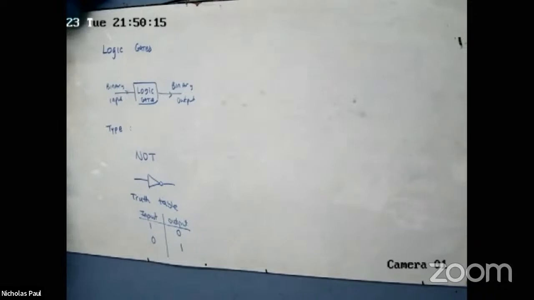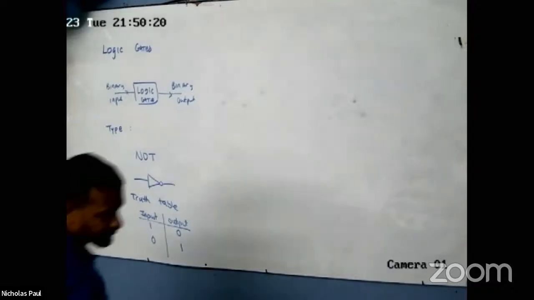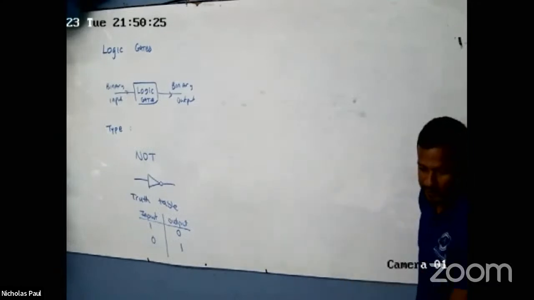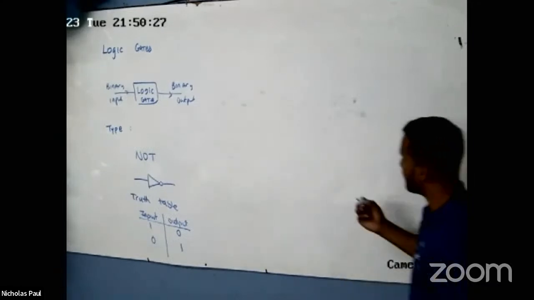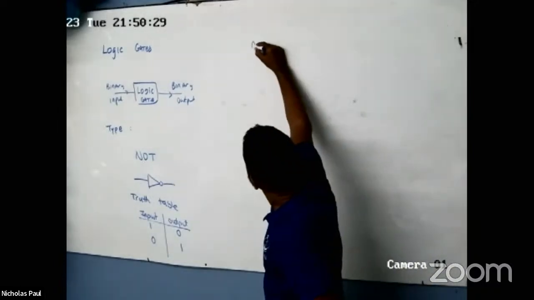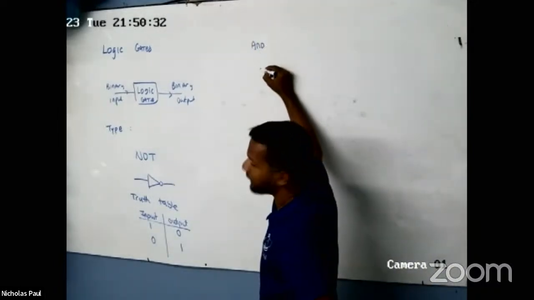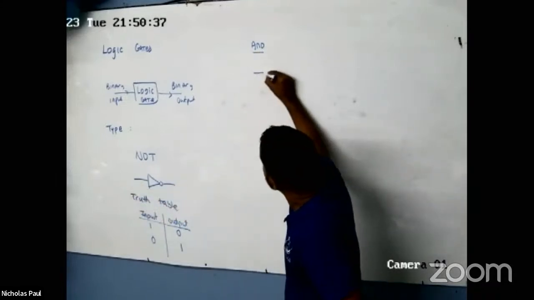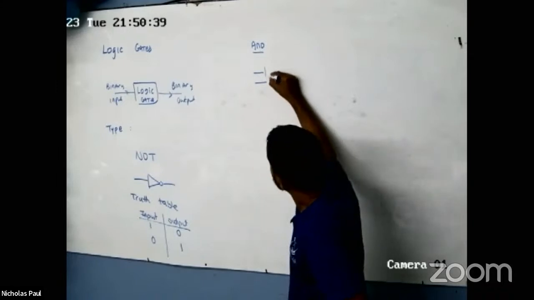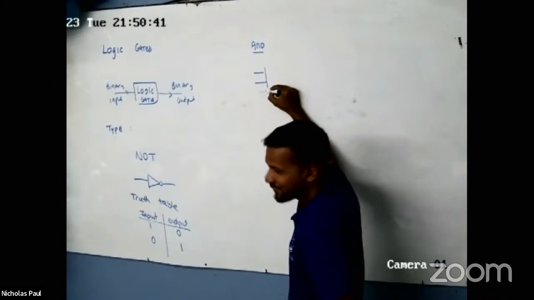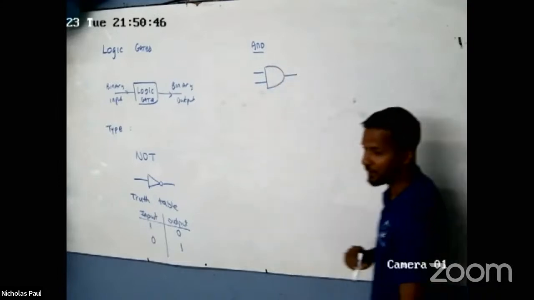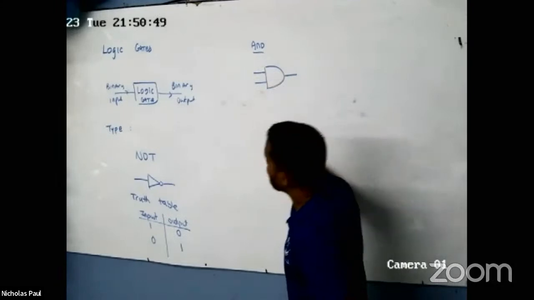That's the first gate, the NOT gate. 0 gives you a 1, 1 gives you a 0. Nice. The next gate I want to look at is called the AND gate. The difference with the AND gate is that instead of one input, it has two inputs. So it looks like that. That's the AND gate.